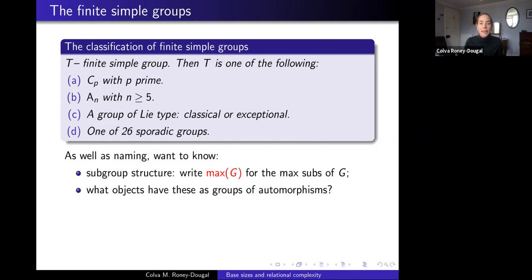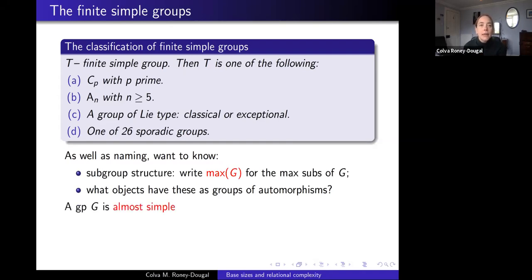So rather than just having a list of names, could I instead have a list of combinatorial structures associated with all of the finite simple groups? That would be a lovely way to understand these things. So I'm going to talk about both of these questions along the way, but it turns out, although I phrased all this in terms of the finite simple groups, that's not quite enough.